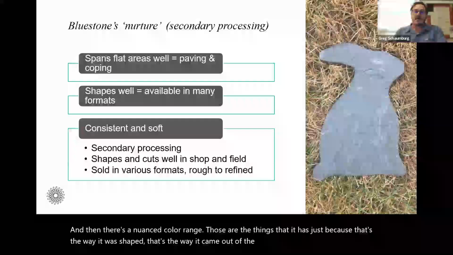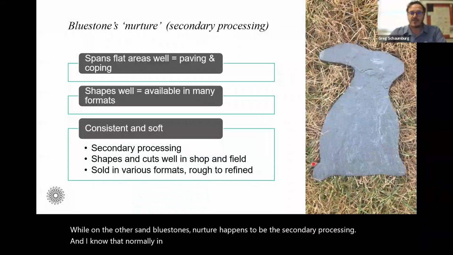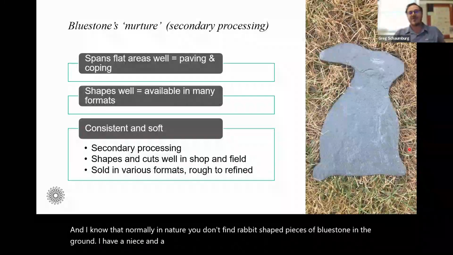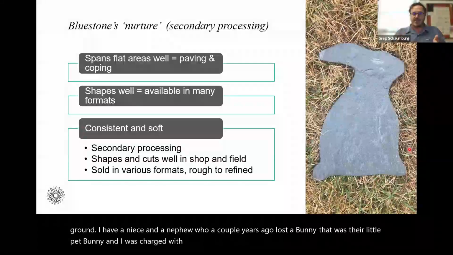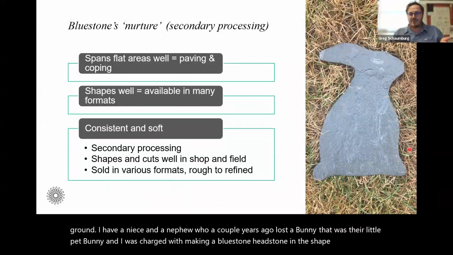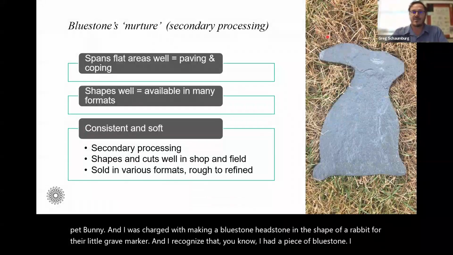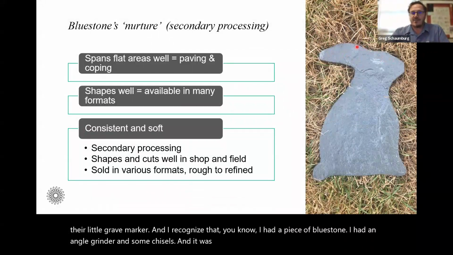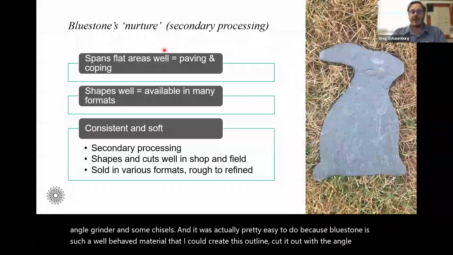Well, on the other hand, bluestone's nurture happens to be the secondary processing. And I know that normally in nature, you don't find rabbit-shaped pieces of bluestone in the ground. I have a niece and a nephew who a couple of years ago lost a bunny, their little pet bunny. And I was charged with making a bluestone headstone in the shape of a rabbit for their little grave marker. I had a piece of bluestone, an angle grinder and some chisels. It was actually pretty easy to do, because bluestone is such a well-behaved material that I could create this outline, cut it out with the angle grinder and start to shape it a little bit.